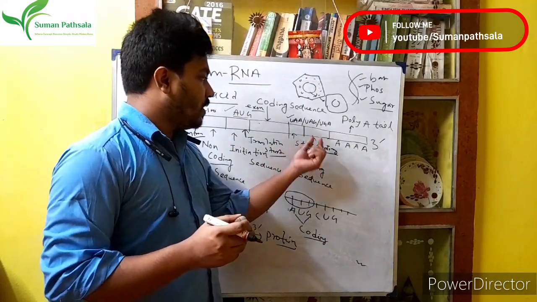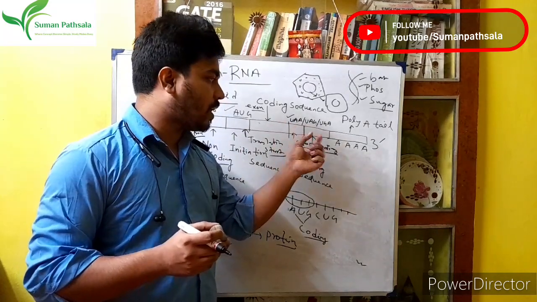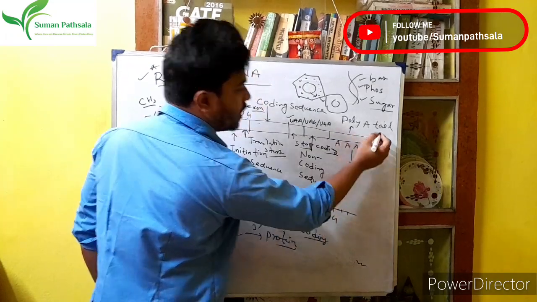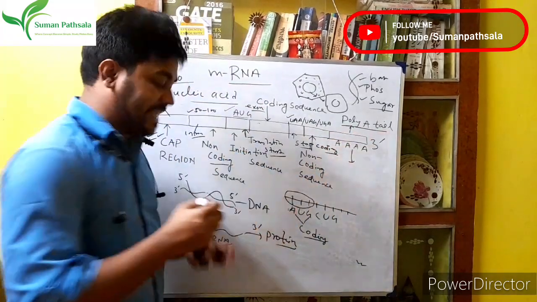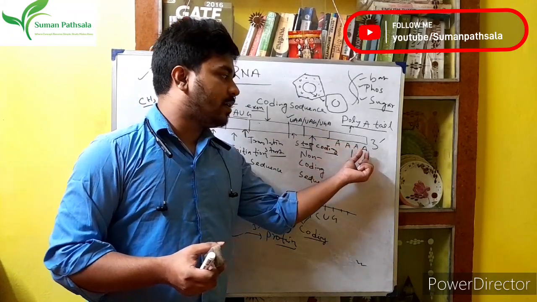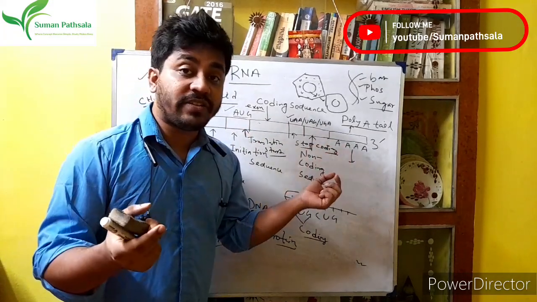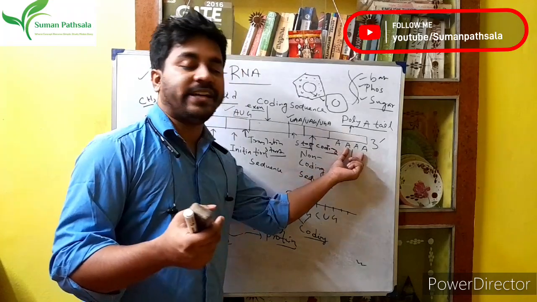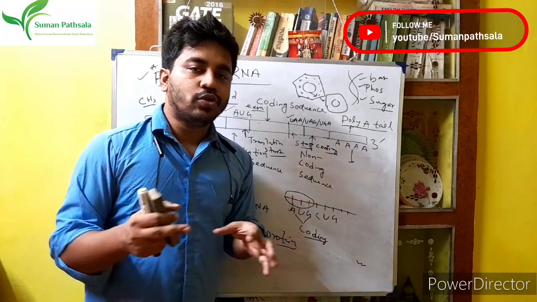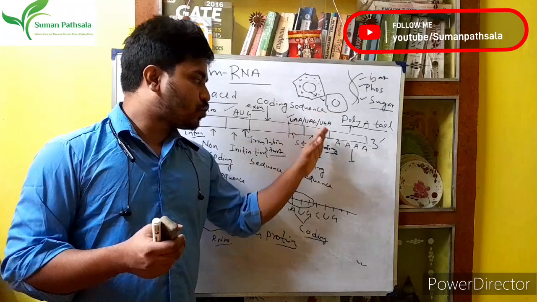After the stop codon, there is another region called the poly-A tail. Poly-A tail means the adenine base is present in a repeated manner. Now the question arises in your mind, sir: why is the poly-A tail there? Actually, it is present to protect the stop codon region.